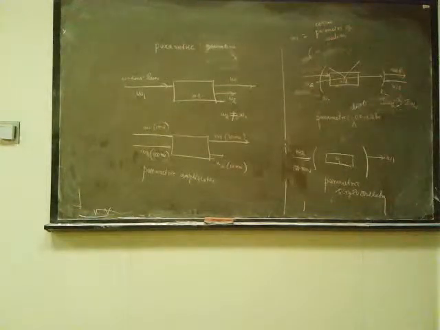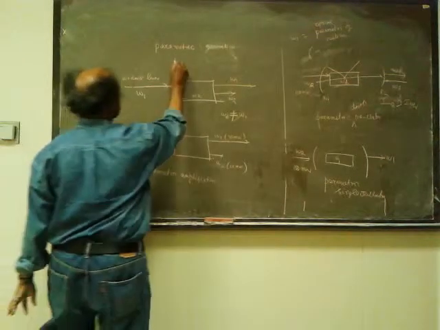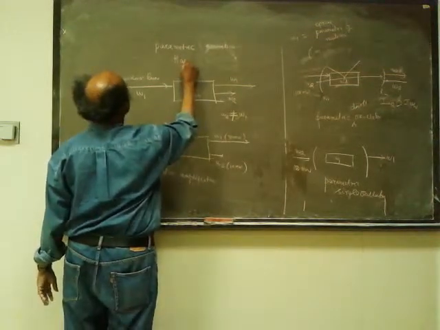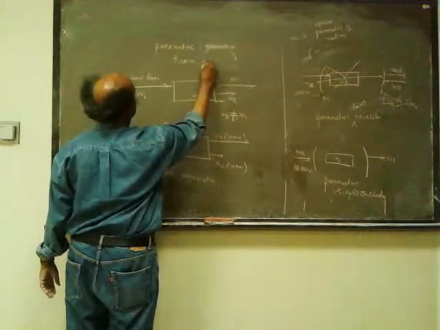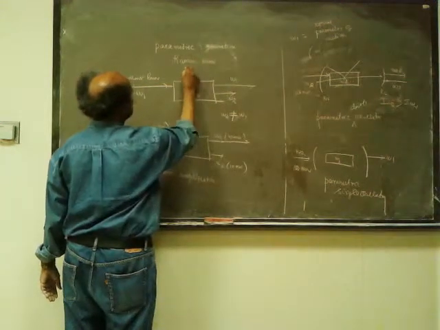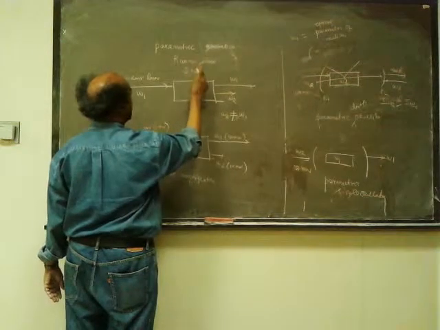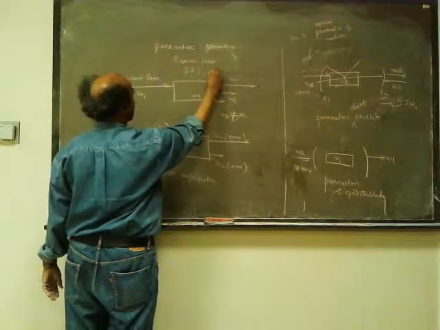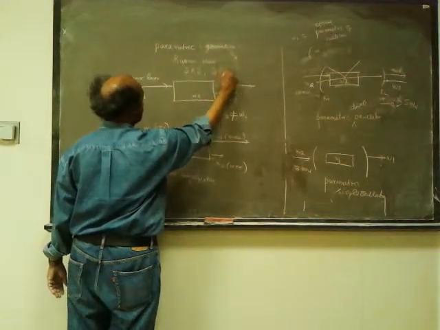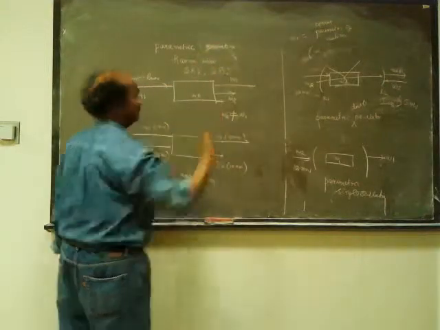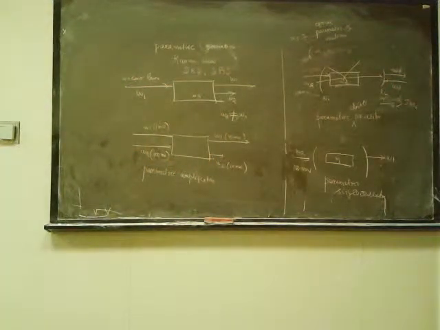What I mean to say, parametric generation. The classic example for parametric generation is a Raman laser. This is called a stimulated Raman laser, or I can do another laser which is called stimulated Brillouin laser. All the detail we will see later.